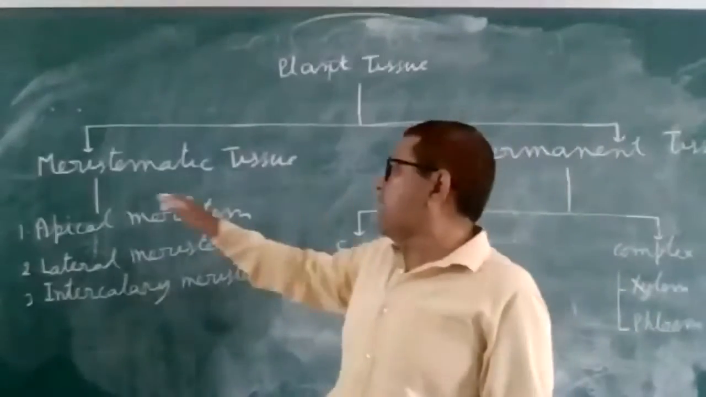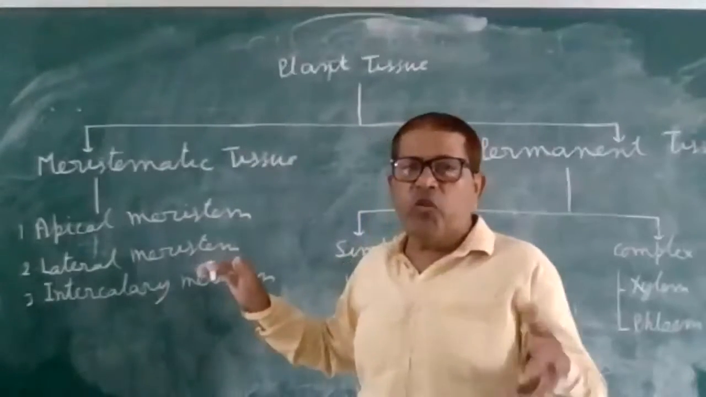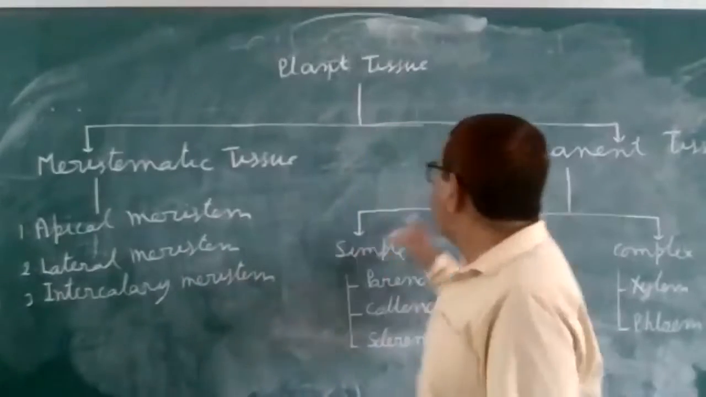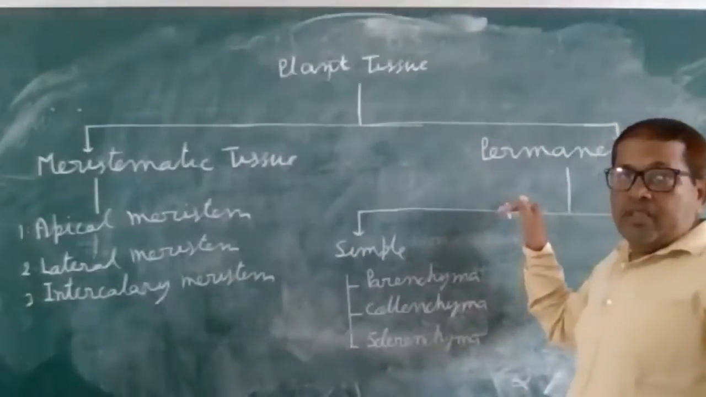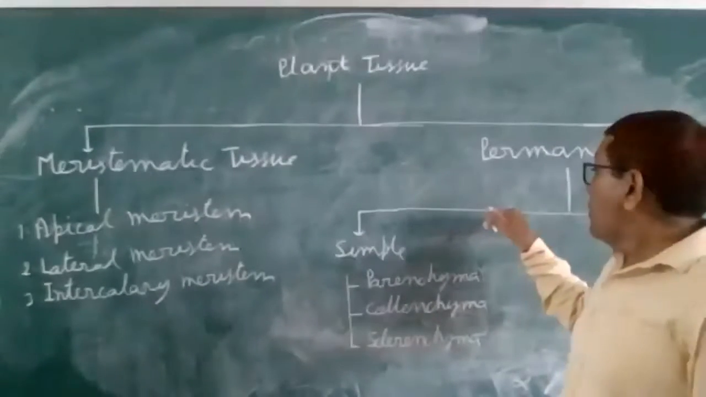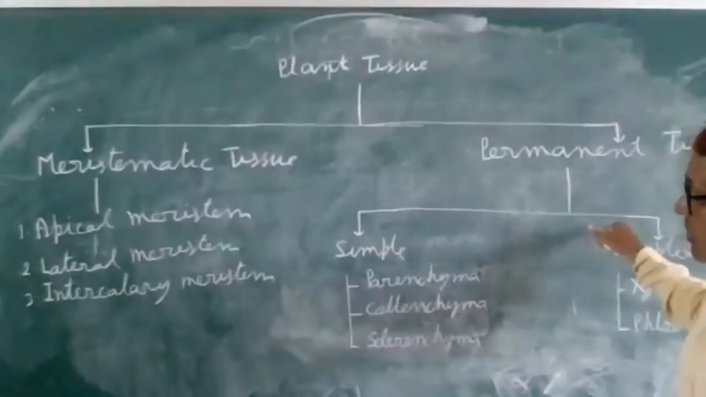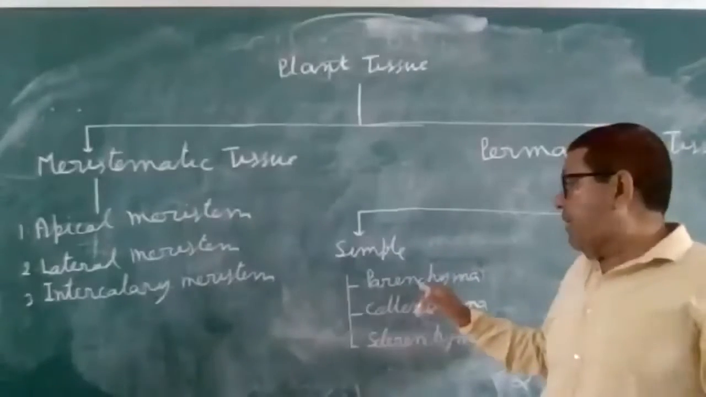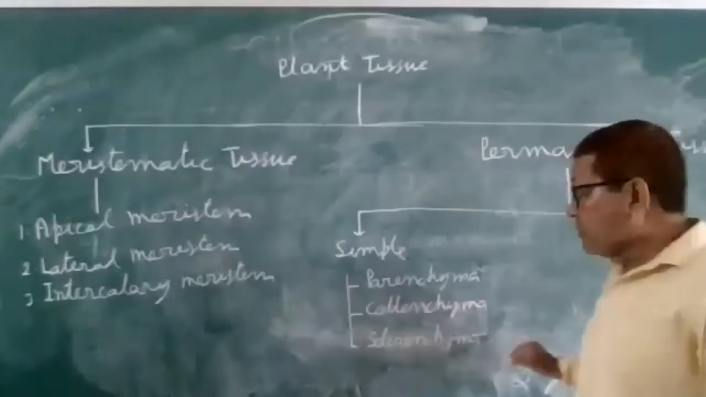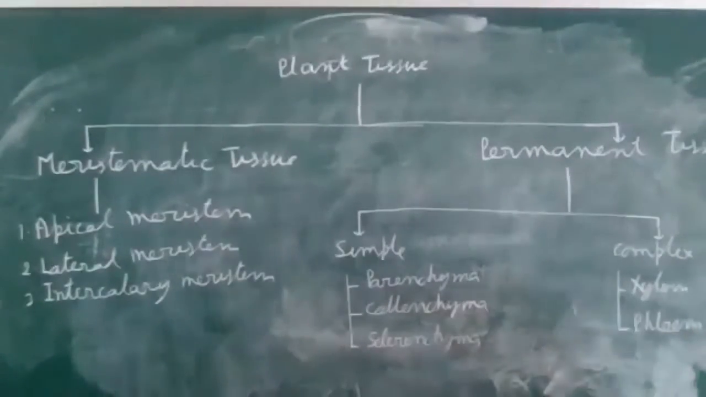So first, you understand this. Meristematic tissue is of three types on the basis of location in plant body: apical meristem, lateral meristem, and intercalary meristem. And second one is permanent tissue. The cells of the permanent tissue have lost their ability to divide. It is of simple permanent tissue and complex permanent tissue. Simple permanent tissue is of three types: parenchyma, collenchyma, and sclerenchyma. While complex has two types, xylem and phloem.